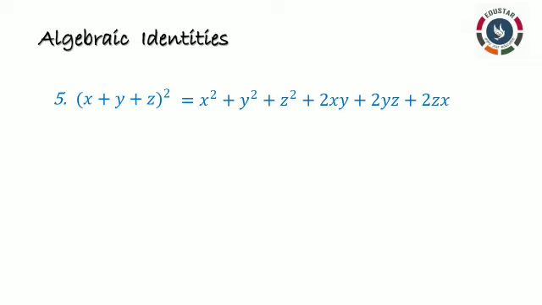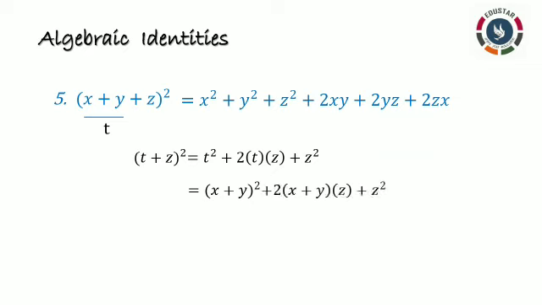Now let's see how we got this identity. See here, instead of this x + y, substitute t. So what will we get? (t + z)². Already we have studied the first identity, right? (x + y)². Apply it here. Then we will get t² + 2·t·z + z². And our next step is, instead of t, we have to substitute x + y.